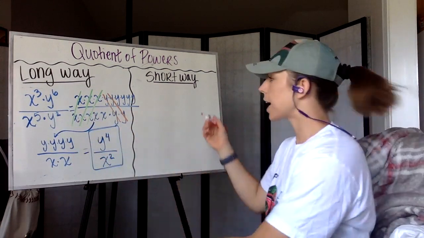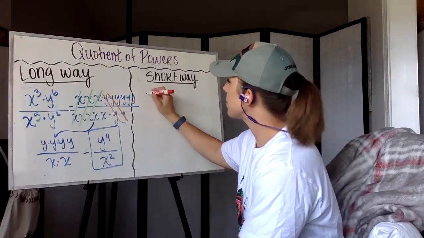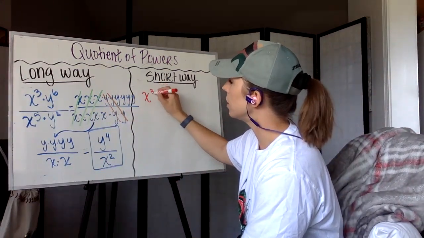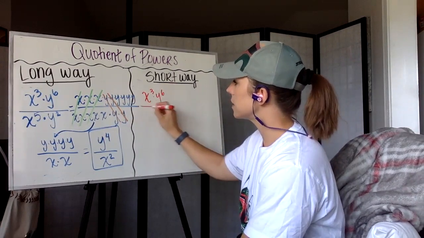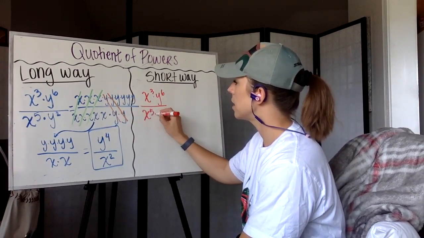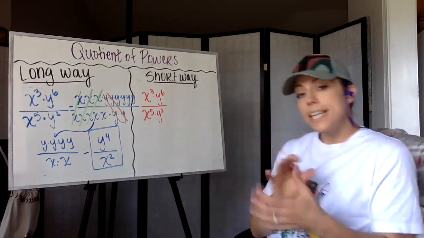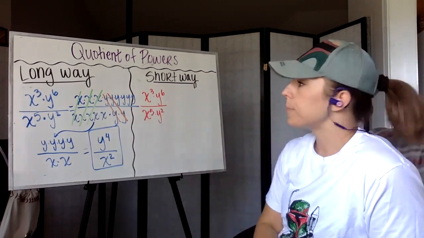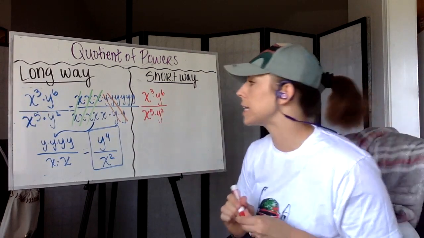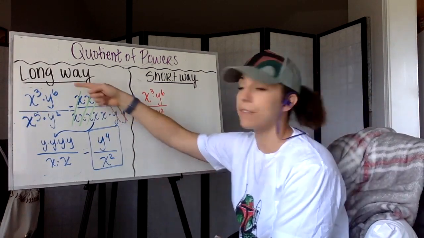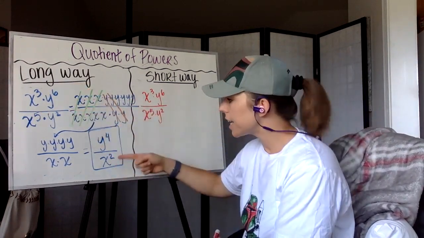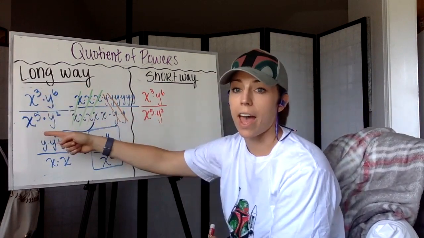They're essentially shortcuts. So let's take the same example, x to the 3rd times y to the 6th divided by x to the 5th times y squared. And this time we're going to use our shortcut. Now, what is the pattern that you notice? How do you get 4 out of a 6 and a 2? How do you get 2 out of a 3 and a 5?